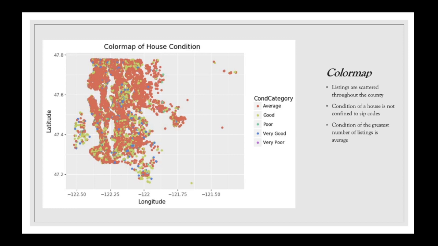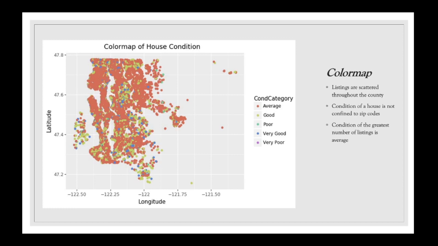We also see the color map of the same listings by condition category. And you can see that zip code does not actually confine the listings to the conditions. So the average condition listings are scattered all throughout King County, and as we spoke earlier, there is a negligible amount of listings in the poor or very poor category, and hence we might not be able to spot them in the color map.